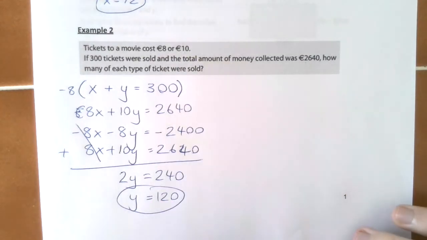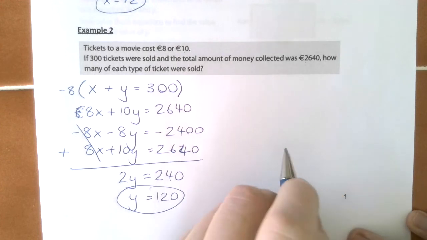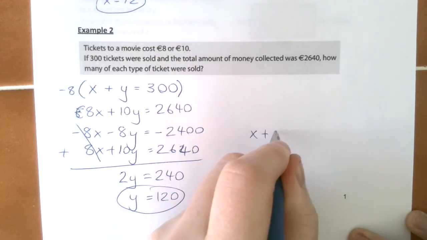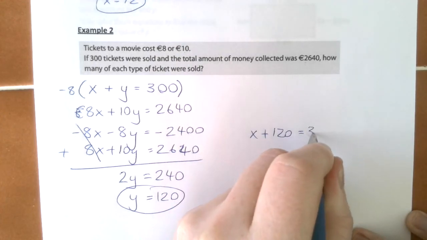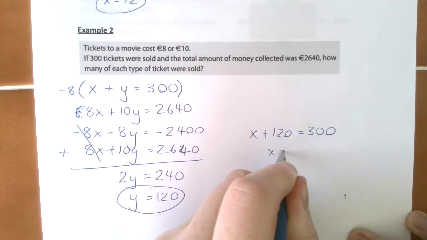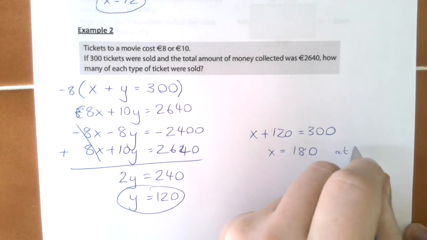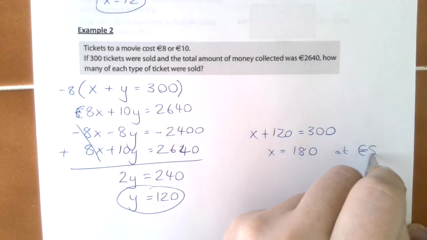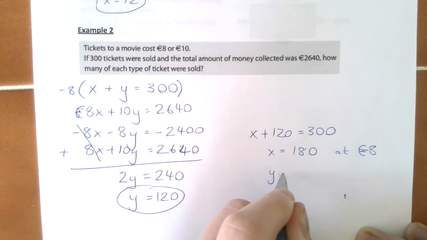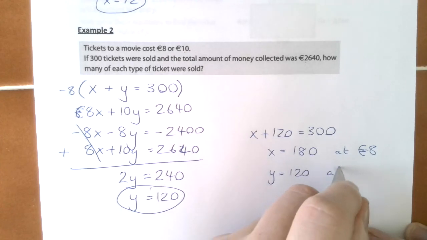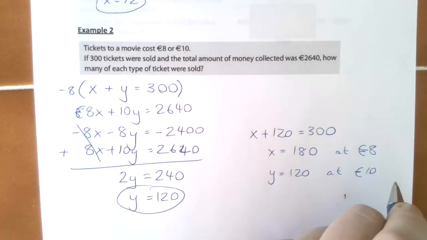And then we need to find out how many tickets were sold at the other price. So it's going to be x plus 120 is equal to 300. We know that there were 180 tickets sold at €8. And just to write in the other information again, y was equal to 120, so those tickets were sold at €10.